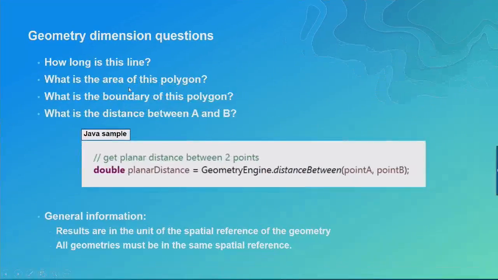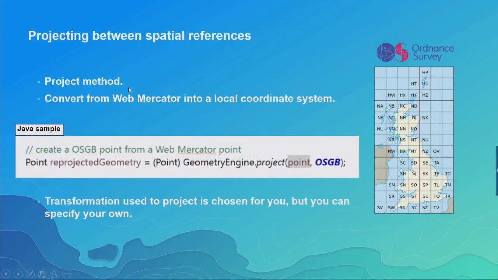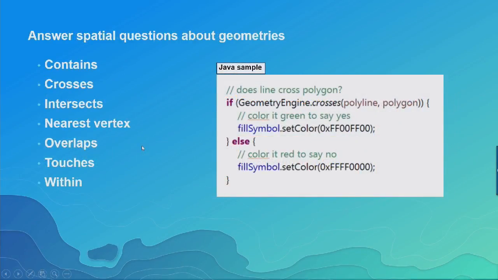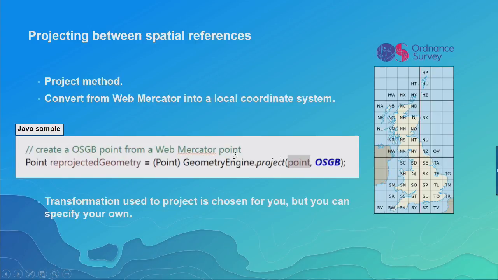So we have a method to project between spatial references. So you may have a point that you're getting back from a Web Mercator map, but you actually want to work in a local coordinate system, like one of the US systems, or perhaps a local coordinate system for Great Britain, the OS Ordnance Survey Grid Reference System. And to do the conversion, you just need to call the project method. So let's go and take a look at this in an application.